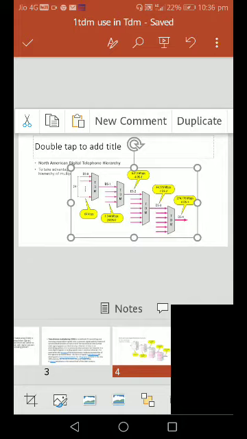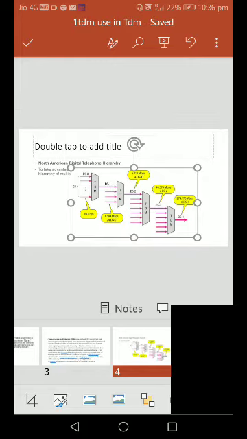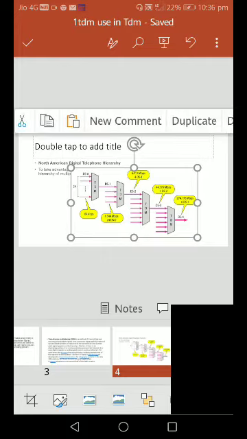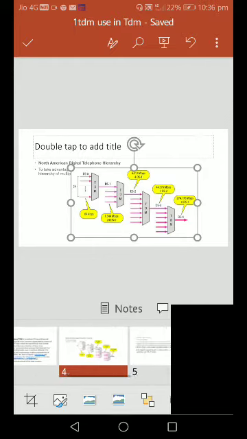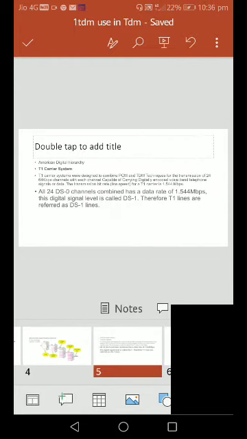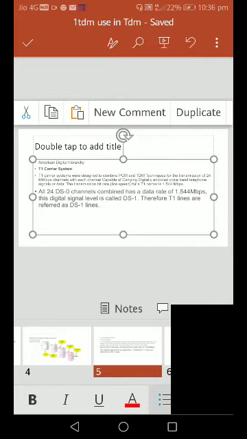This hierarchy increases from the first level, second level, third level and fourth level. It goes on increasing the bandwidth and also increasing the voice channels. In this way we have to utilize the signal. The next slide explains this American digital hierarchical structure.